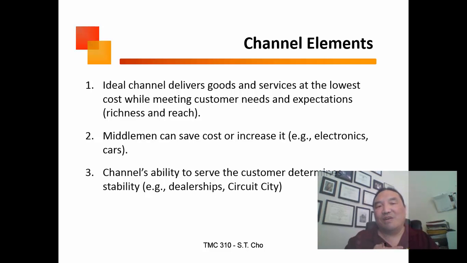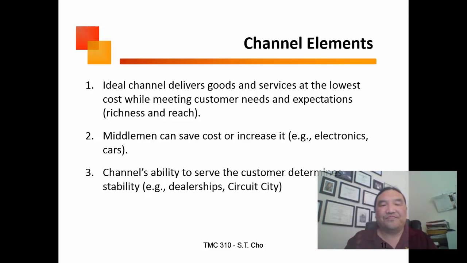Middlemen can save me money or lose me money. For example, selling cars takes up a lot of space. If I'm Ford, maybe I have somebody like Tex and Hart sell my cars. I just don't want the headache of having to create my own dealerships. That's what car dealers are. They are actually part of the distribution channel.